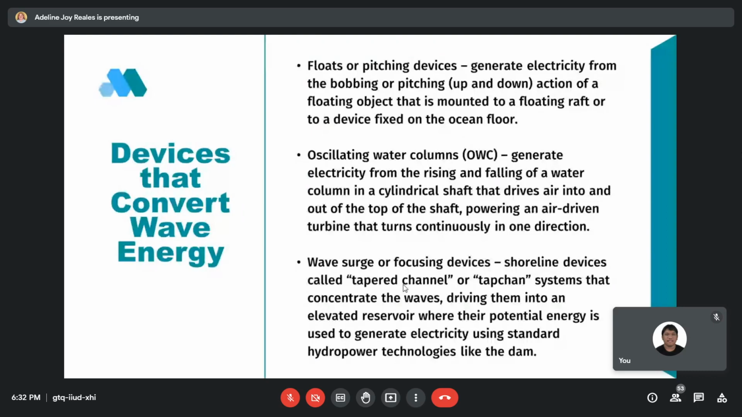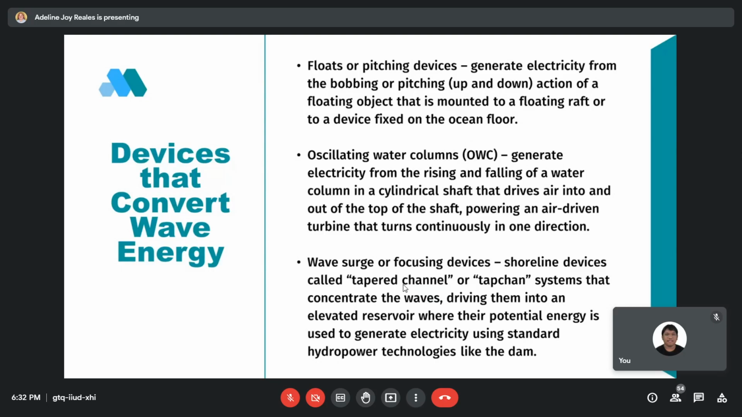So, the devices that convert water energy. First one is floats or pitching devices, which generate electricity from the bobbing or pitching action of a floating object that is mounted to a floating raft or to a device fixed on the ocean floor. Second one is oscillating water columns, which generate electricity from the rising and falling of a water column in a cylindrical shaft that drives air into and out of the top of the shaft, powering an air-driven turbine that turns continuously in one direction.